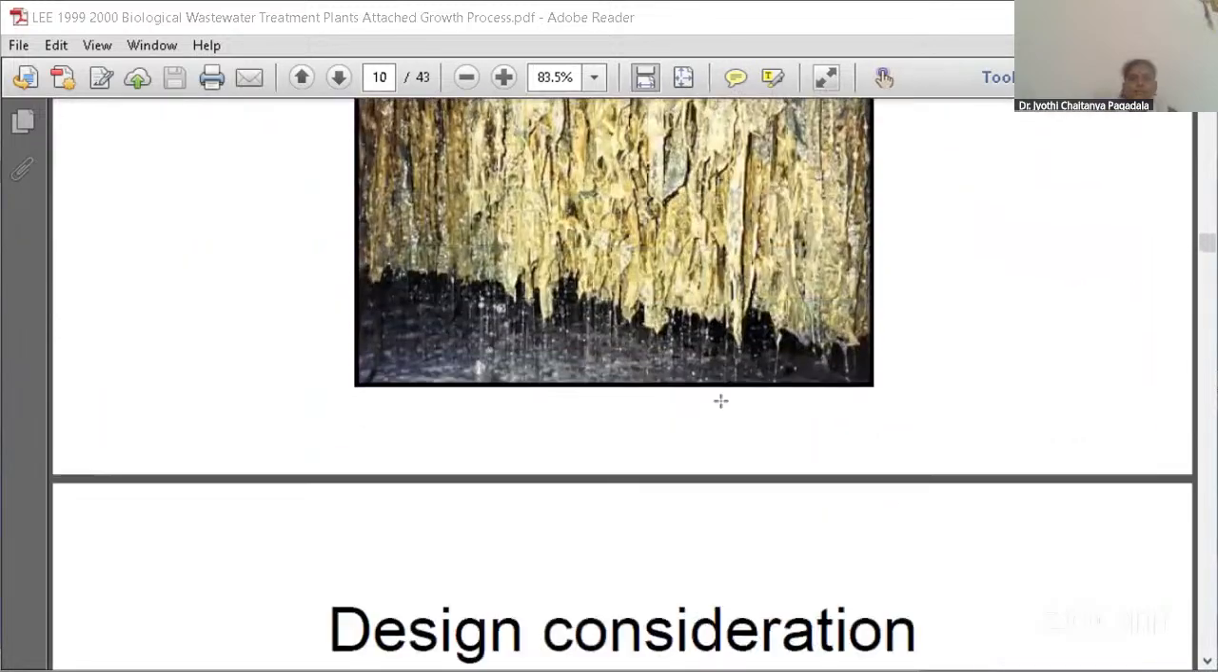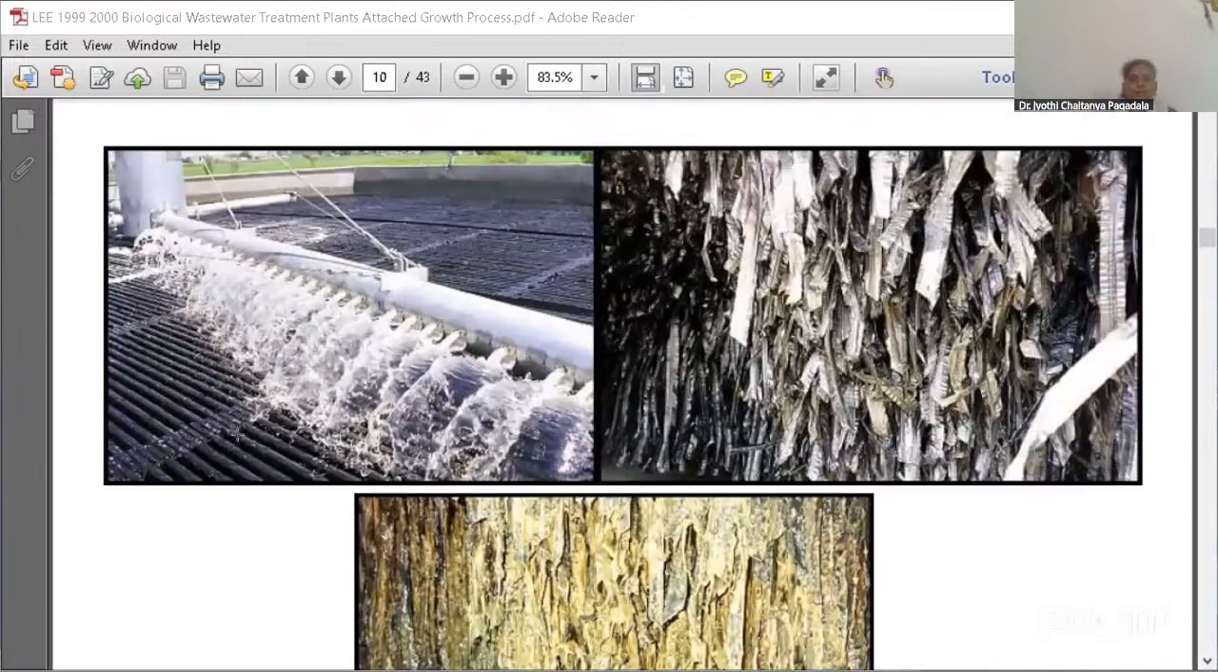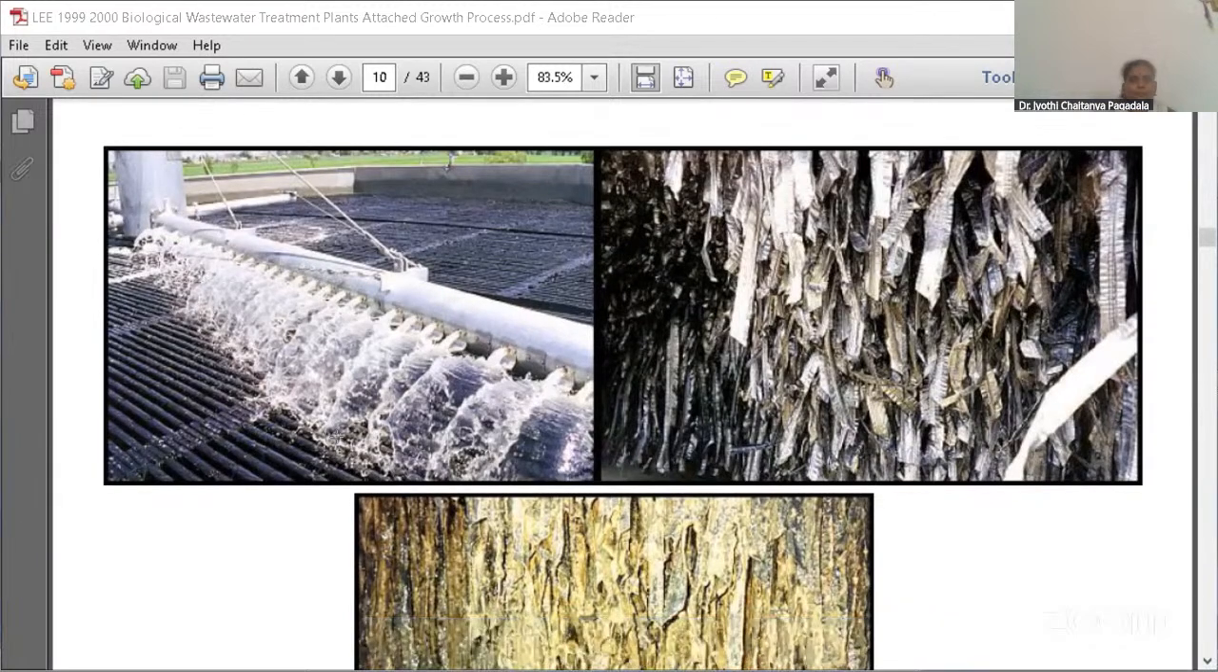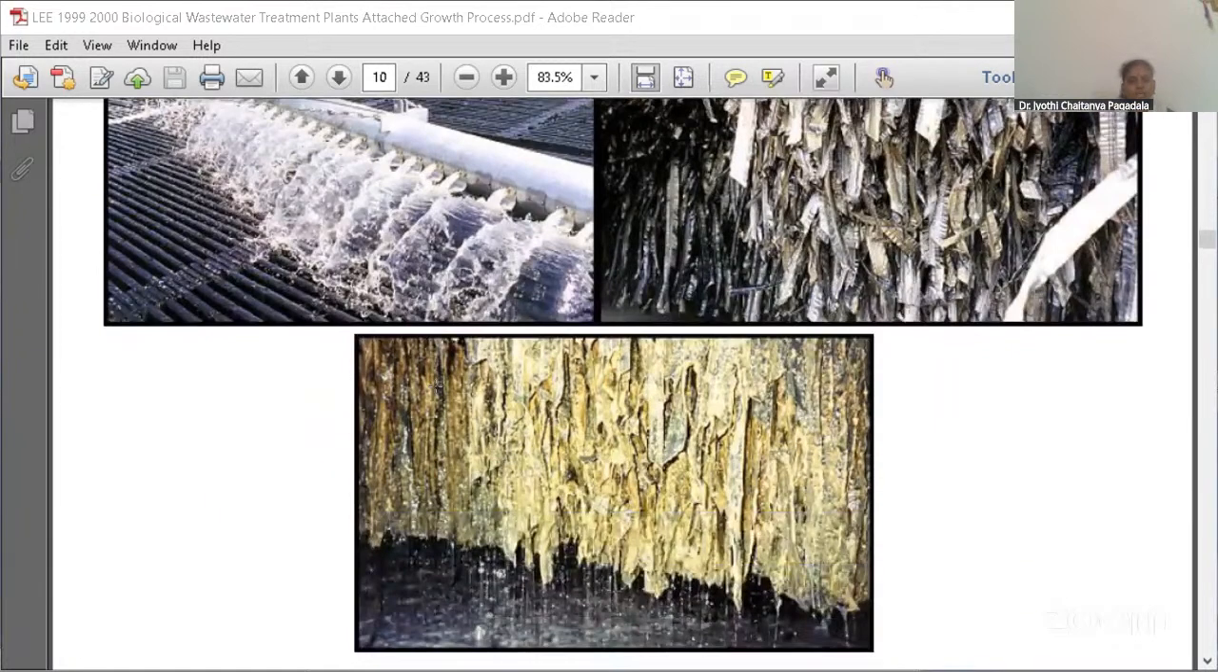See here, these are the trickling filters. You can see the collection of waste taking place here. Here the wastewater is treated with the help of the distribution arms.